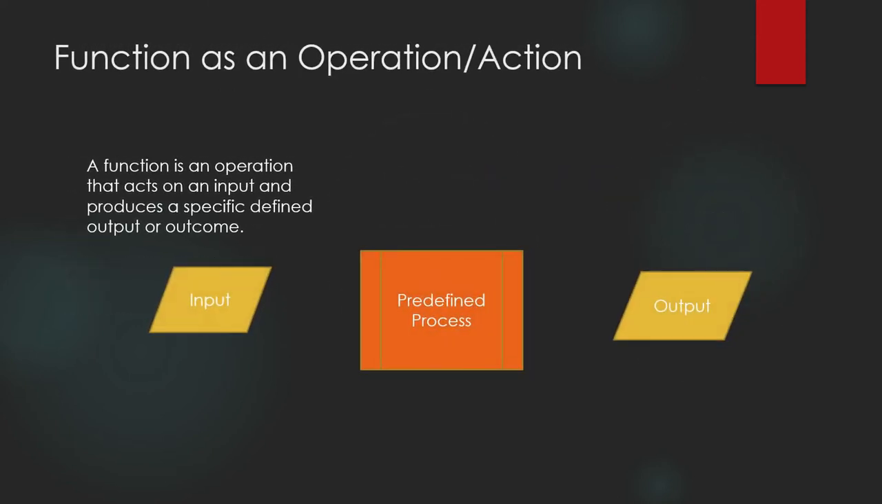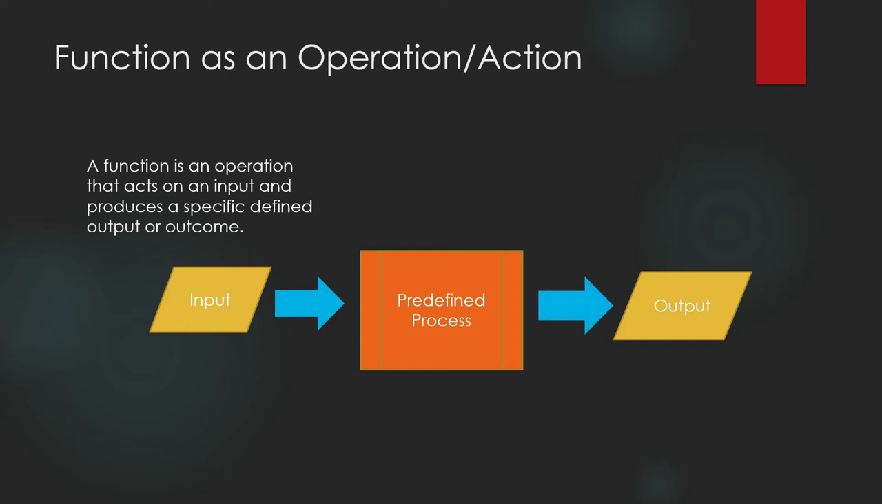We can look at function also as an operation or as an action. It is an operation that acts on an input and produces a specific defined output or outcome. And we see this everywhere. We see this in ATM machines. We see this in vending machines. We see this, for example, in grading systems. Okay? So we have an input. This input will enter a predefined process and it will produce a specific output.